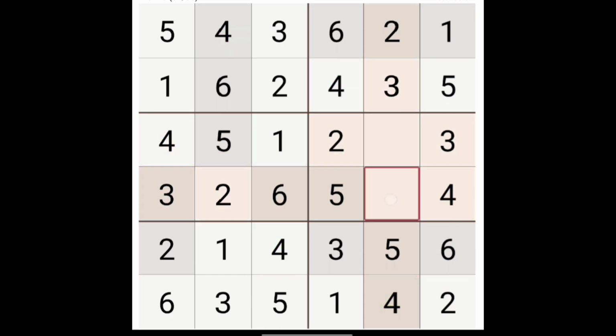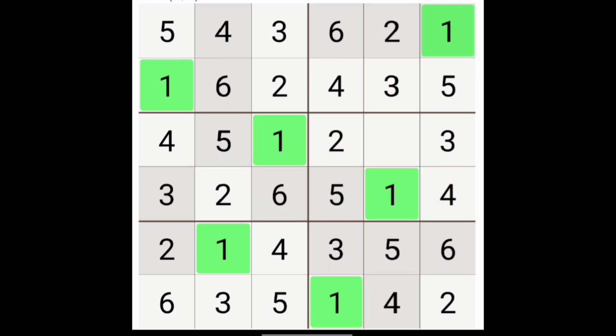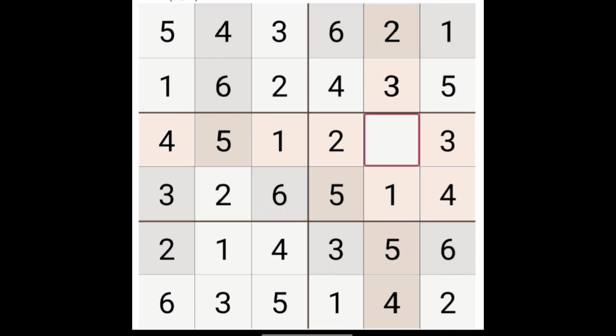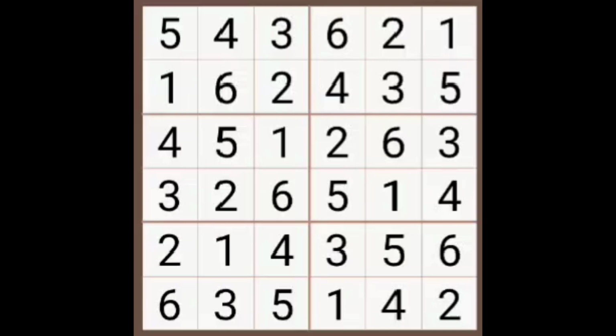Okay. Now let us complete this cell. So in this cell 2, 3, 5, 4 are given. 1 and 6 are missing. So we cannot write 6 in this cell because 6 is in the same row. So 1 will come here and 6 will come here. This Sudoku is done. I hope you liked and enjoyed this Sudoku solving with me.